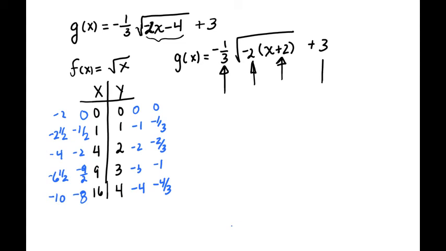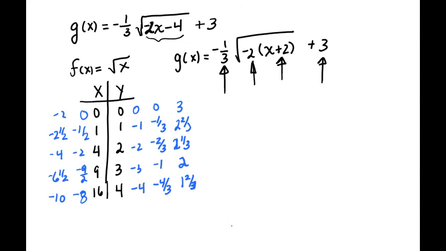And then lastly, the plus 3, that is a vertical shift. Up 3 would add 3 to the y coordinates. So this would become 2 2/3, 2 1/3, 2, and 1 2/3. So we've taken care of all the transformations.